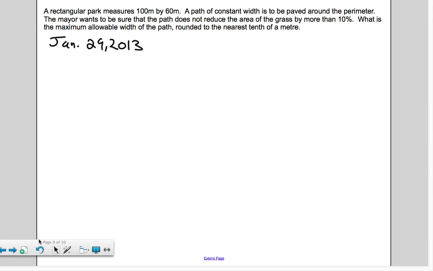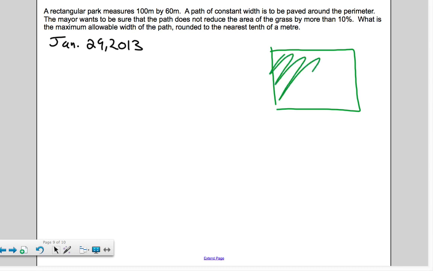So here we have a rectangle. So this is our park. Right? It's all grass. We know the size of this park is 100 meters by 60 meters. Okay? So what they want to do is they want to build a path, right?